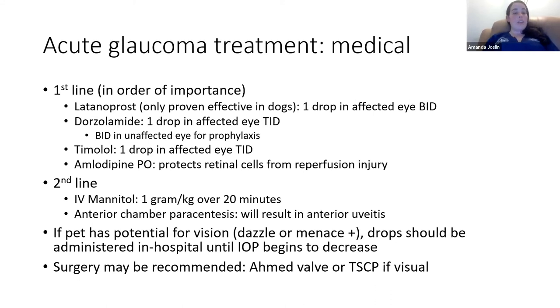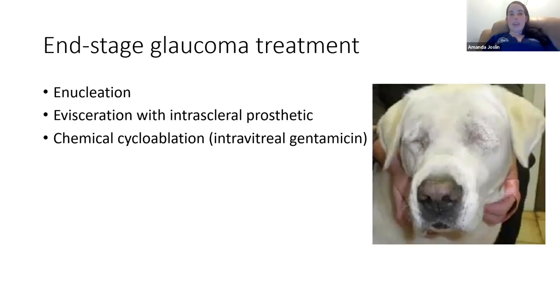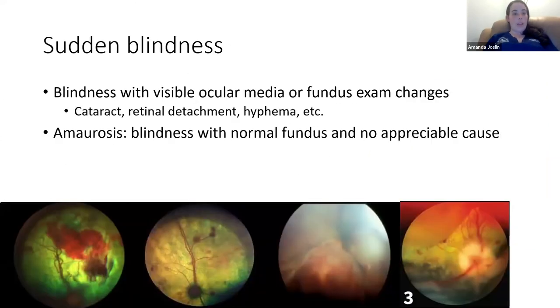Glaucoma surgery can be considered in an eye that has potential for vision, such as a laser procedure or a glaucoma valve procedure. For end stage glaucoma, you're either talking about removing the eye, a prosthetic procedure, or a chemical injection procedure where I put gentamicin into the vitreous. That has about an 85% success rate and is only done with sedation. So some owners like to opt for that.